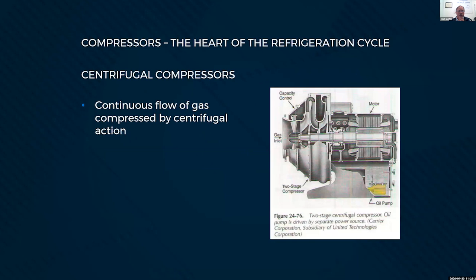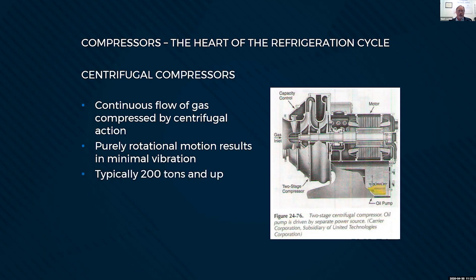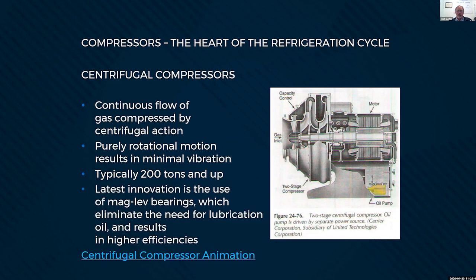Next type of compressor we want to talk about is the centrifugal compressor. The centrifugal compressor allows for continuous flow of gas. It is purely rotational motion, so the vibration is minimal. Typically, you're going to see these 200 tons and up, rather. And the latest thing that's come along for centrifugal designs is the maglev bearings, the smart chillers, they're called. So basically that does away with the oil lubricating system and increases efficiency considerably.